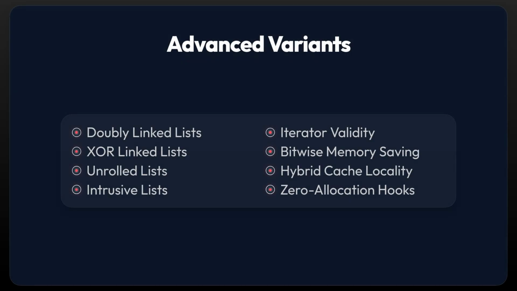To fight these limitations, engineers have developed advanced variants. We have doubly linked lists for bidirectional travel. XOR lists use bitwise magic to compress 2 pointers into one field. Unrolled lists place small arrays inside each node to improve cache locality. And intrusive lists embed the pointers directly into the data objects themselves.